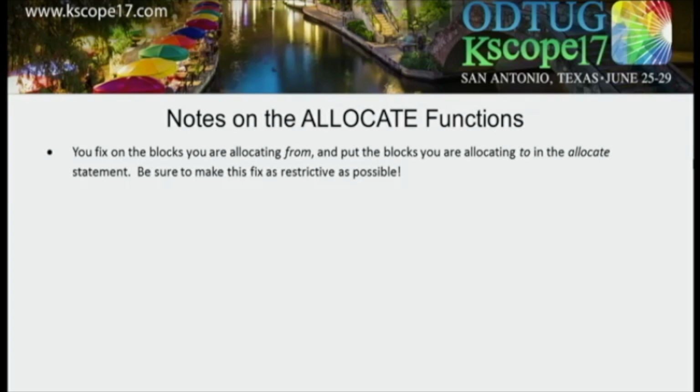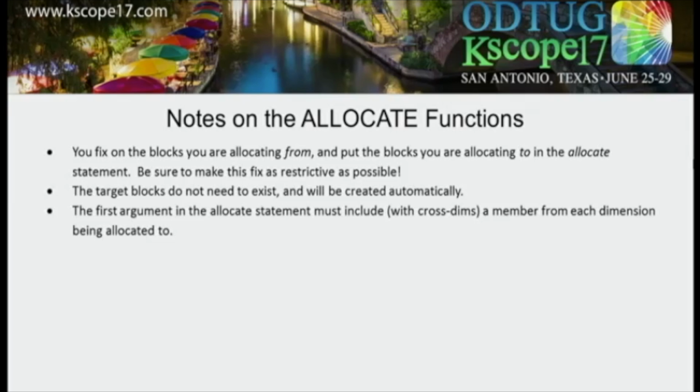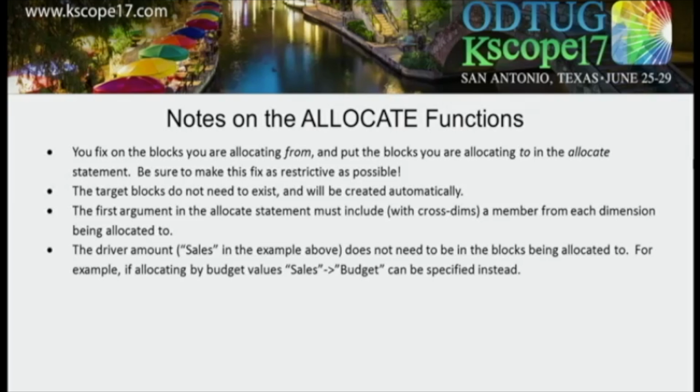Couple things on allocate. Remember the mantra, what blocks exist, where does the data exist? That's what you fix on. So you fix on the blocks you're allocating from in the allocate statement. That's where you fix. You don't fix on the ones you're sending it to, you fix on the ones you're allocating from. Be sure to make this fix as restrictive as possible. Target blocks do not need to exist, and they will be created. That's why we use it. The first argument must include with Crossdims a member from every dimension you're allocating to. That's a requirement. It will fail if you don't do that. That's documented, but you need to do that. The driver does not need to be in the block. I already said that.